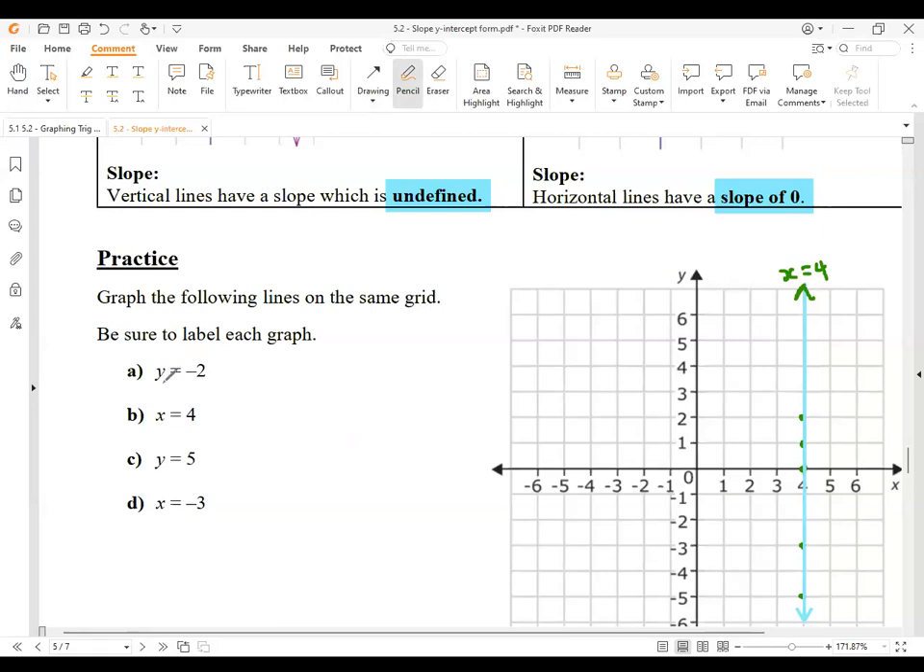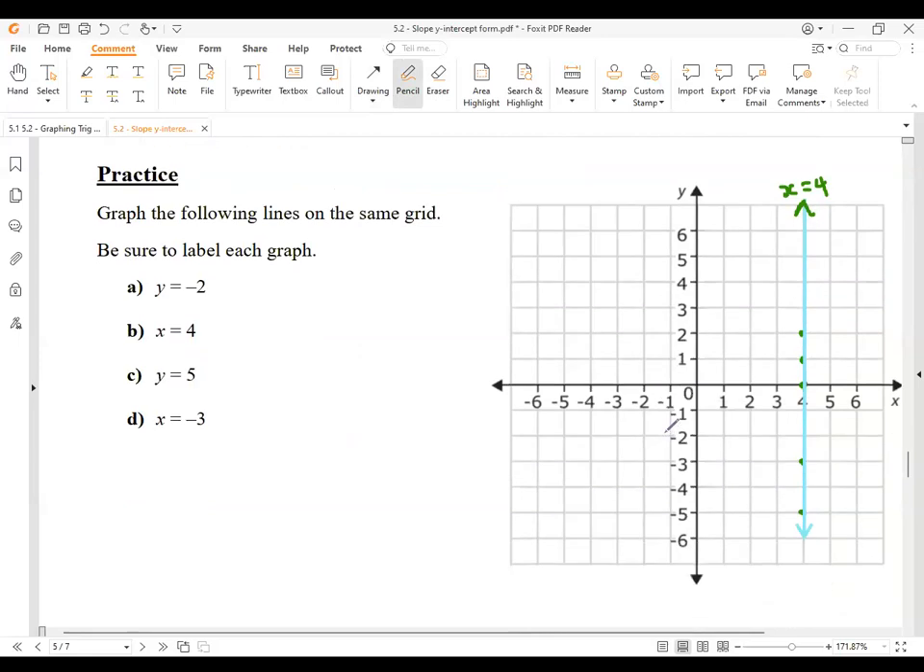So what about y equals negative 2? Y equals negative 2. No matter what, y equals negative 2 because the slope is 0.